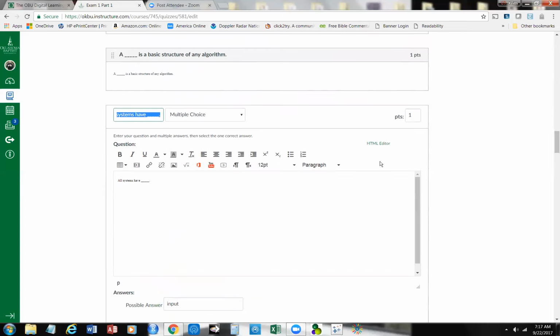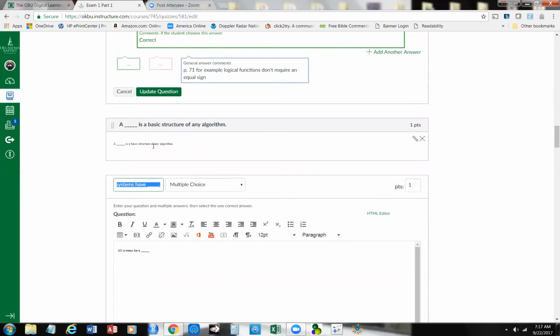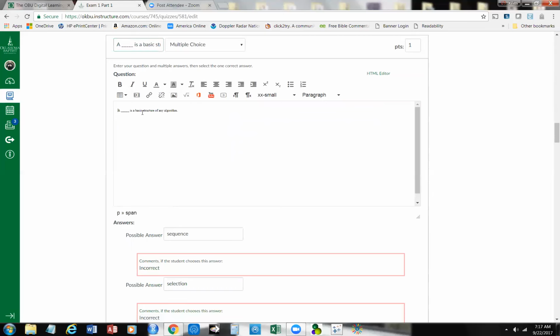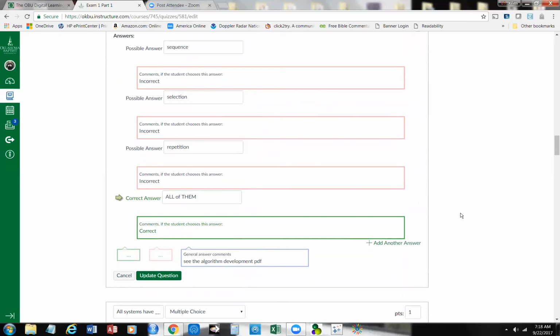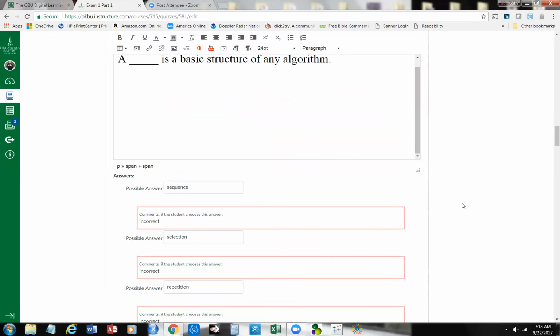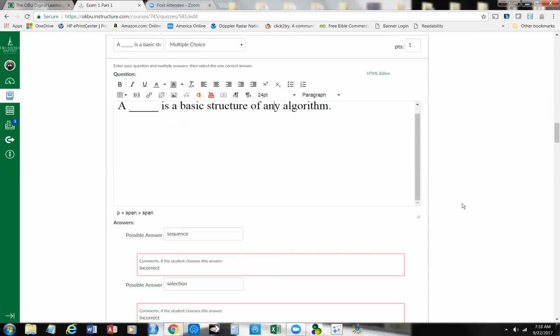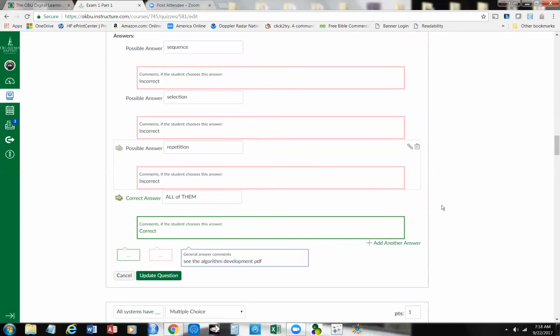Well, let me back up for a minute. Basic structure of any algorithm. I'll make the font bigger so you can see it. I'm in edit mode here so you can see. A blank is the basic structure of any algorithm. And as you scroll down here, the correct answer is sequence. So you should have had sequence. And that's from the algorithm development.